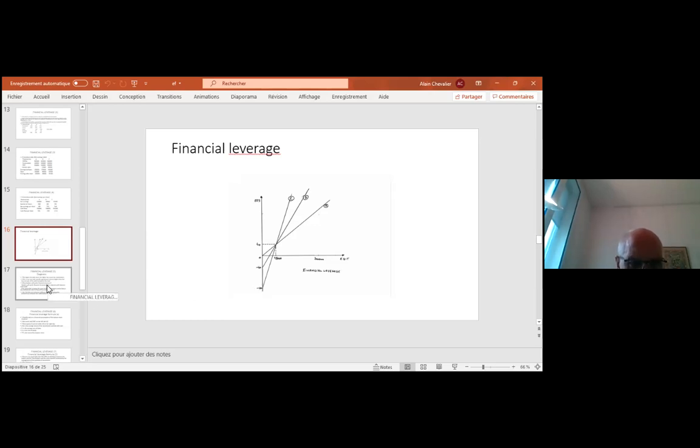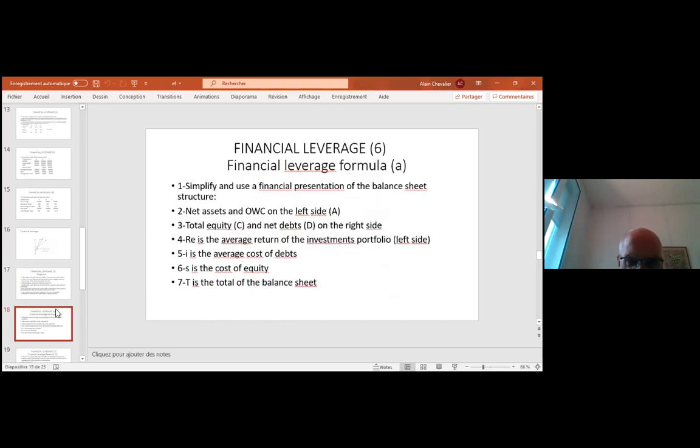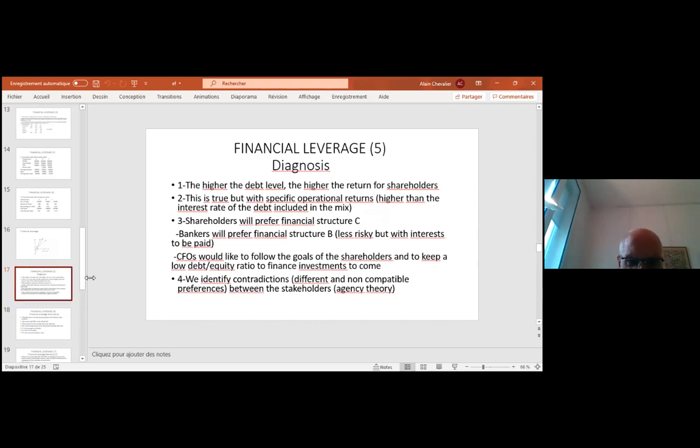Now, let's try to summarize and discuss some of the specific points here. Let's make a short diagnosis, in fact, of what I have found up to now. The first point is that it seems that the higher the debt level, the higher the return for shareholders.